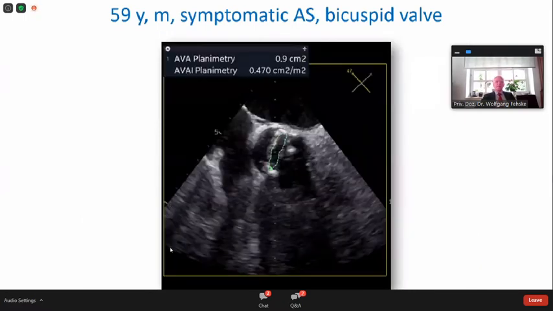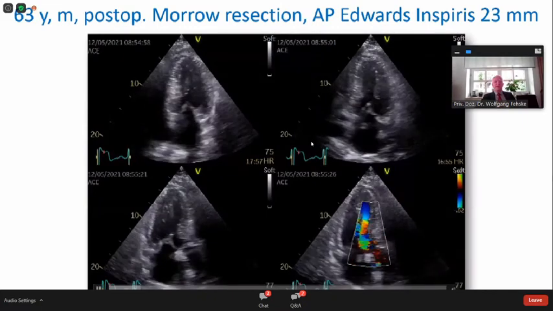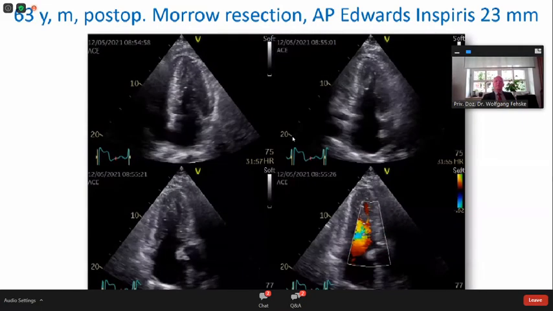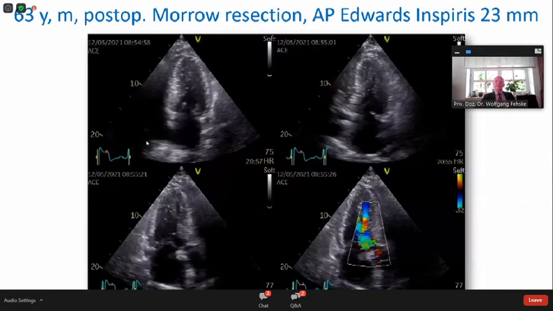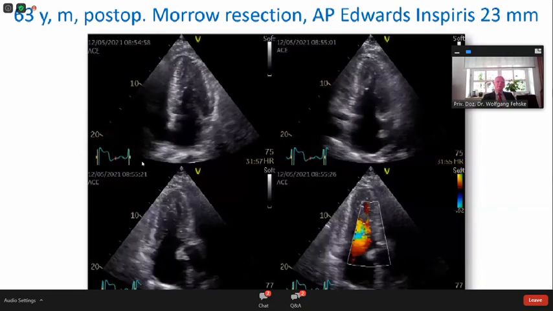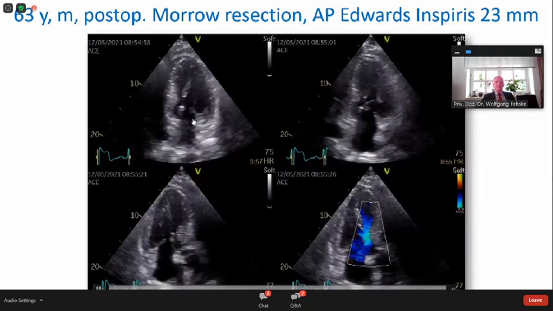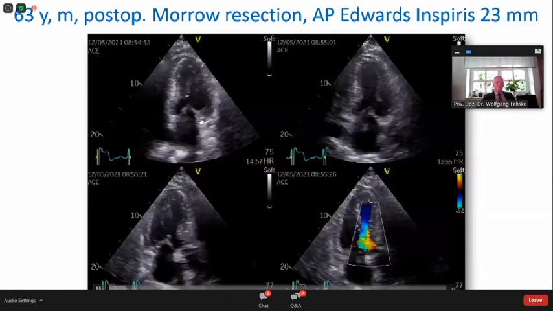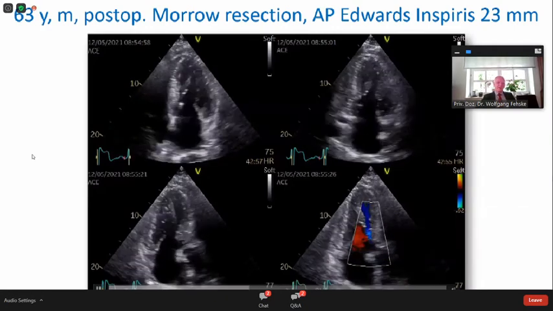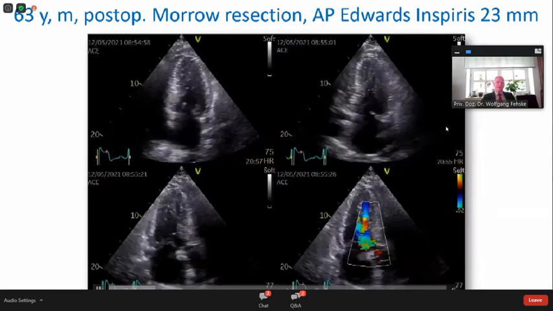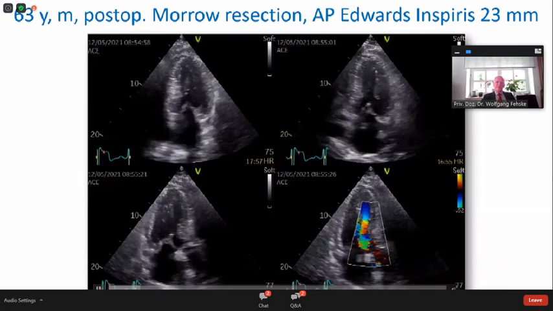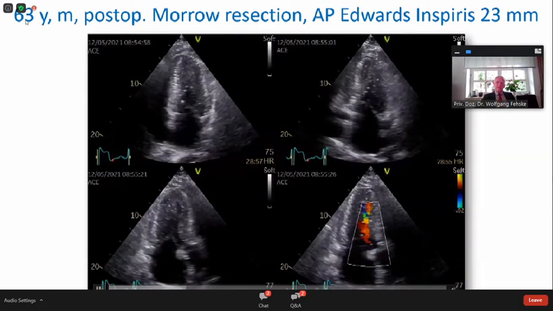sizing the orifice area. So we need to calculate the subvalvular stroke volume for the continuity quotient. And here you see a patient who has been operated in our department. He has got an Inspiris 23 millimeter valve, and he has got a Morrow resection of the subvalvular area. And what happened still to that patient is he has a severe, though he has been resected here, severe subvalvular velocity increase, acceleration, which gives very high velocities already here in this area.